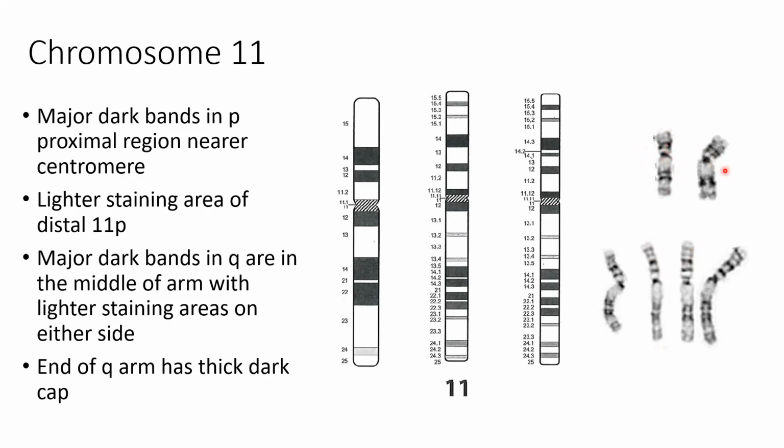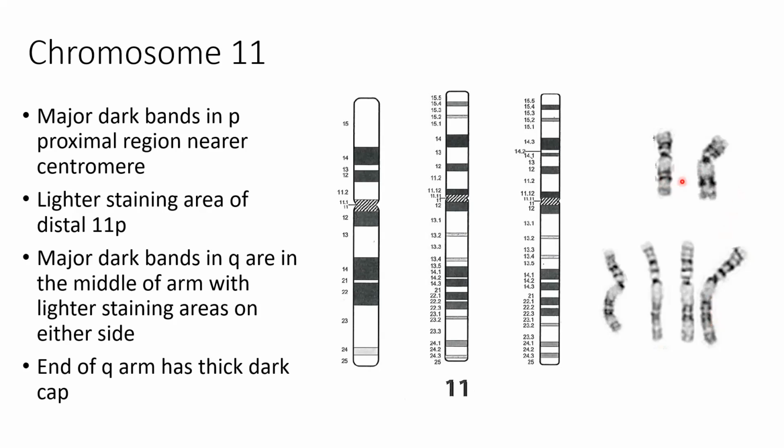Then we've got a very light region just under the centromere, and then 2 dark bands that on the higher resolution chromosomes will divide out into 4, 5, 6 bands even.